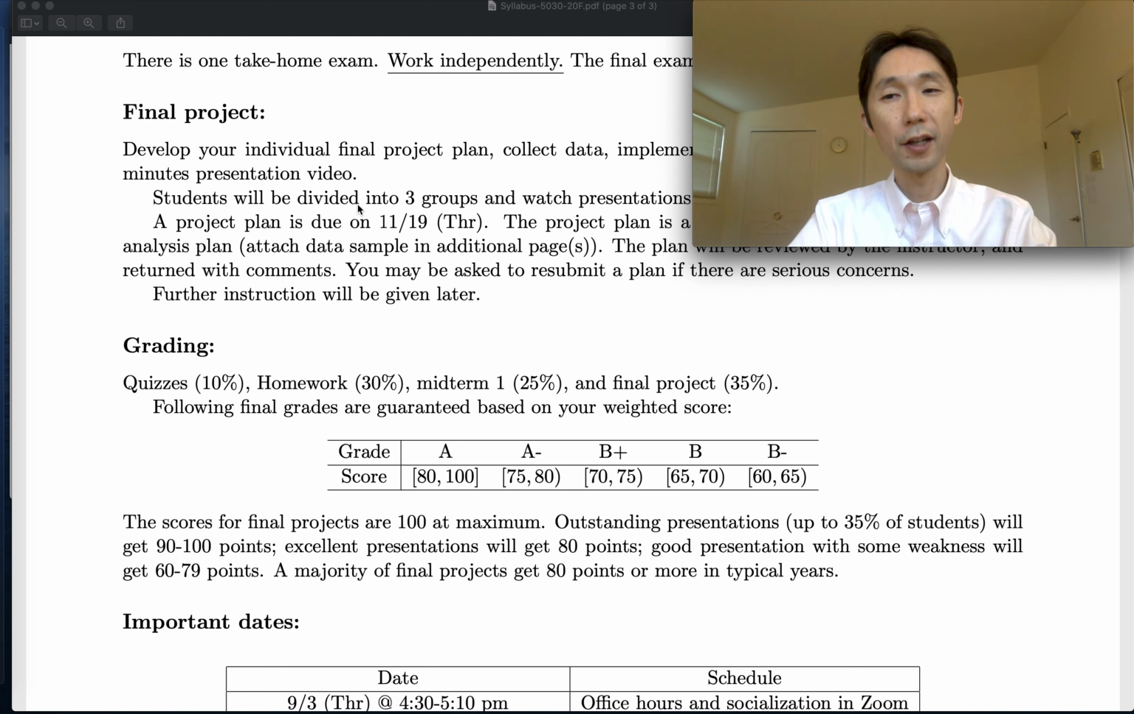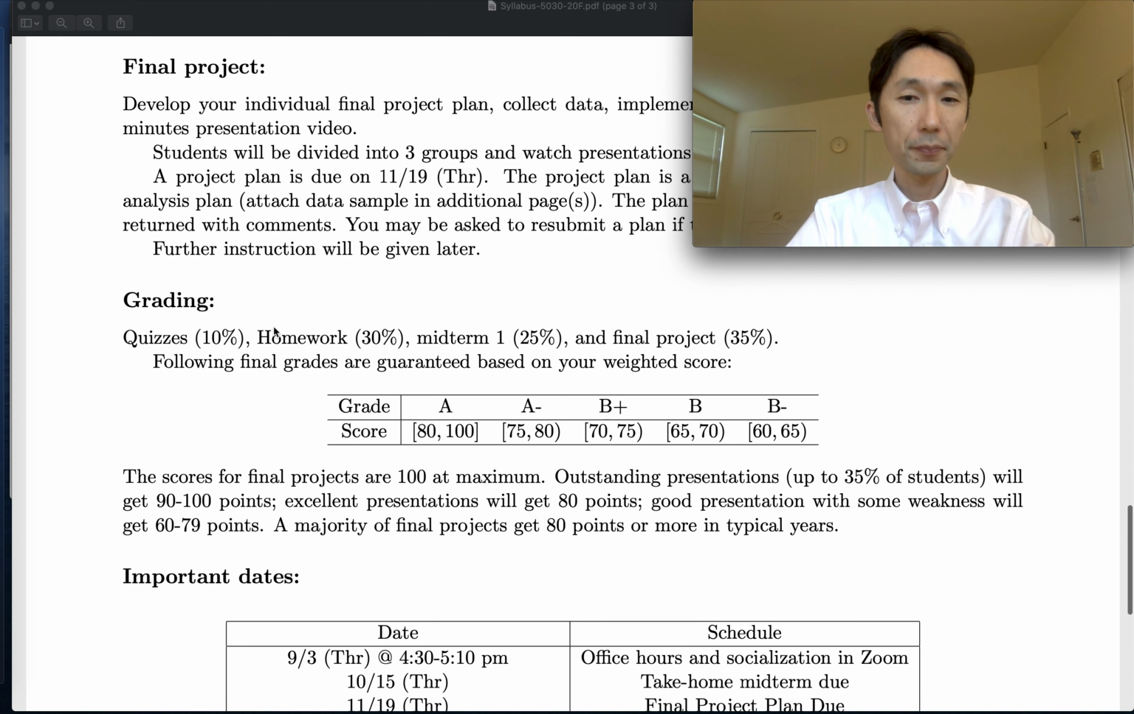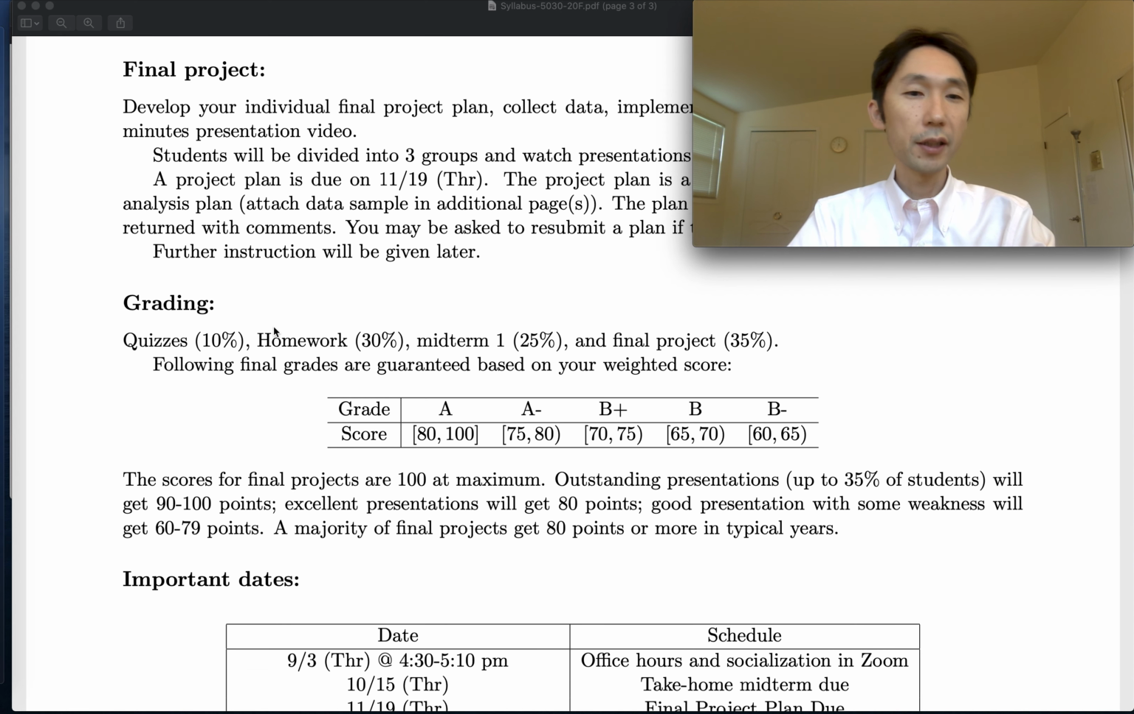Also, some sample final projects will be uploaded to the website soon. And grading: the quiz is 10%, the homework 30%, the midterm 25%, and the final project 35%. This is a 5,000 level elective course, so the grading criterion is not very severe, but at least I should have some guideline. This is the kind of guaranteed grade.